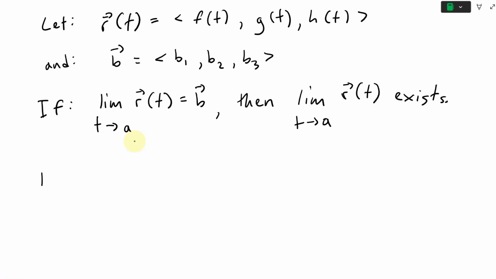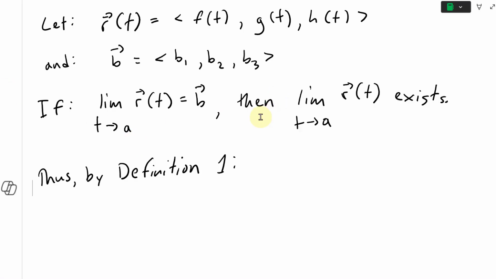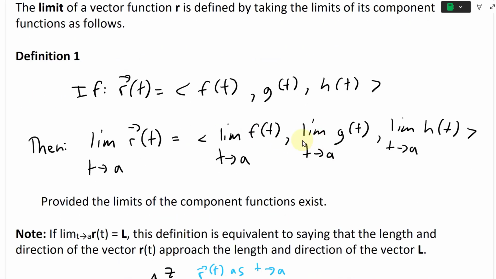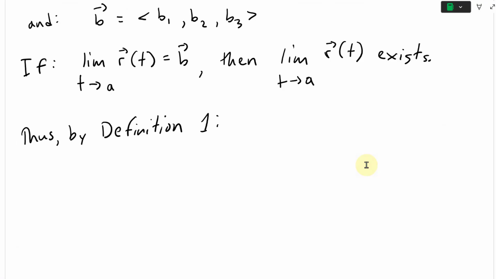And if the limit exists, then by definition 1, and if we recall definition 1, I'll just jump over here. If you have a vector function R of t with components f of t, g of t, h of t, and the limit exists, then by definition the limit of this vector function is equal to the limit of its components: the limit of f of t as t approaches a, and so on, the limit of g of t, the limit of h of t. All right, so that's by definition 1. I'll just teleport it over here.